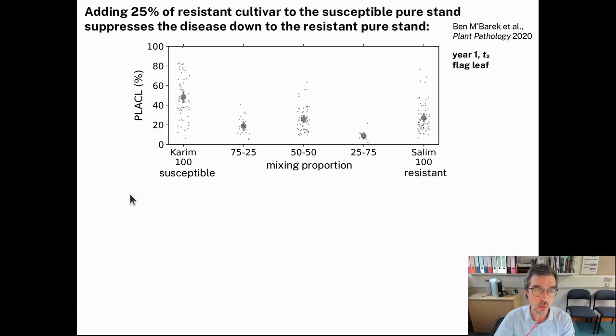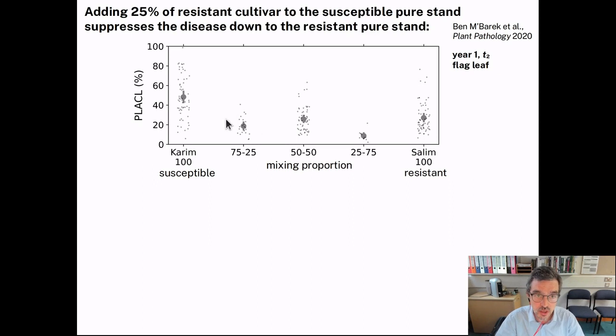And so here we firstly looked at how the disease severity, measured as the percentage of the leaf area covered by lesions, depends on the proportion of the 2 cultivars in the mixtures. In this case, we were mixing Karim, the susceptible cultivar, and Salim, the resistant cultivar. And clearly, the pure stand of the susceptible cultivar has higher severity, and the pure stand of the resistant cultivar has lower severity, as we expected.